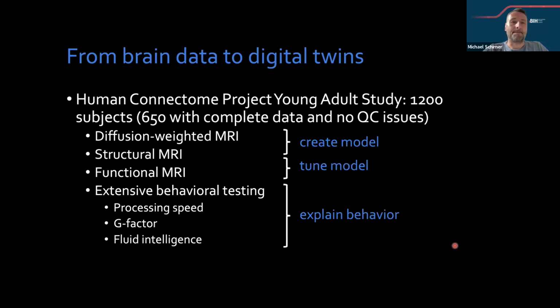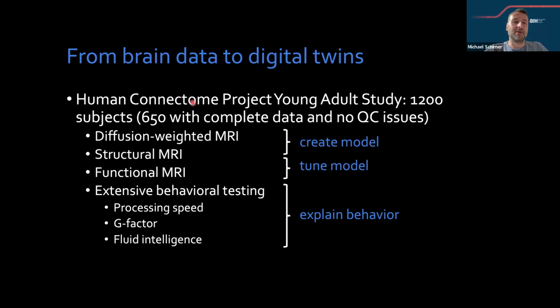So to get from brain data to digital twins, and you have heard this already in the first two sessions by Petra Ritter and Leon Martin, as input, we have diffusion-weighted MRI and structural MRI to create the model. This gives us then functional MRI for tuning the model. And we use this in this specific study that we are talking about today to explain behavior, to come towards mechanistic theories of how the brain produces intelligent behavior.